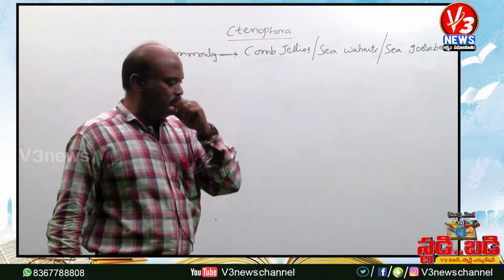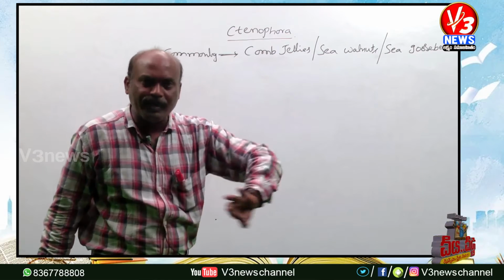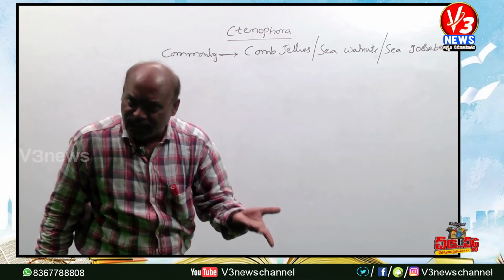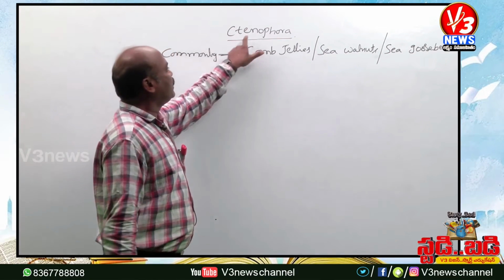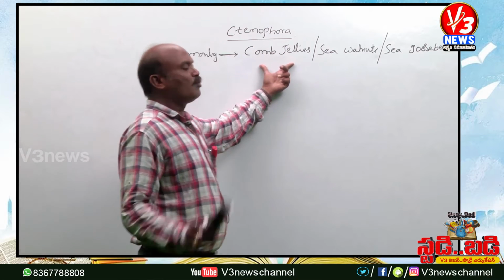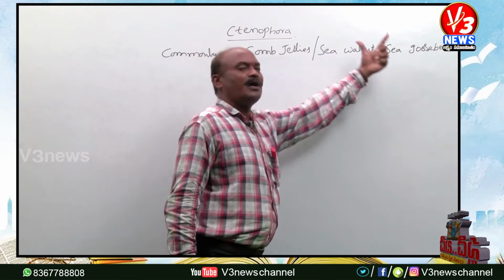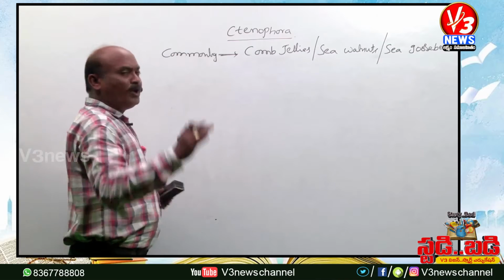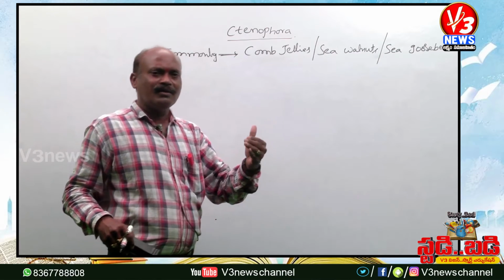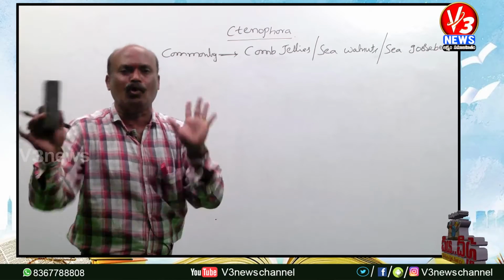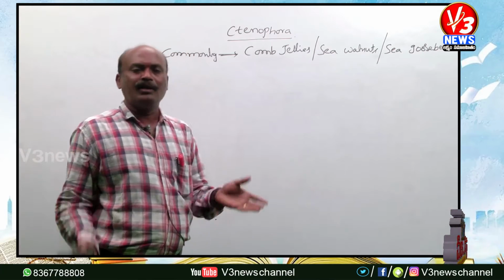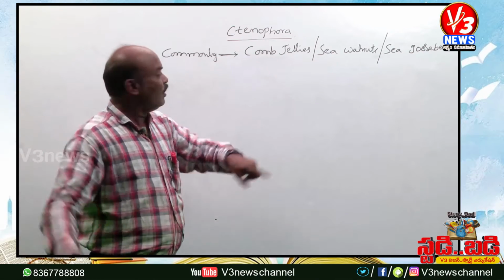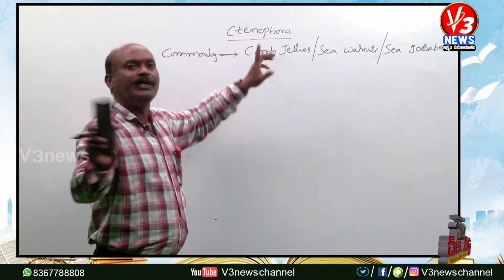In the Porifera group, we discussed their common names: sponges or pore bearers. In cnidarians, they are commonly called jellyfishes. Here, the ctenophores are commonly called comb jellies, sea walnuts or sea gooseberries. In Porifera, the reason for the name is the presence of pores. In phylum Cnidaria, it is the presence of cnidoblast cells. Now, the reason for the name Ctenophora.